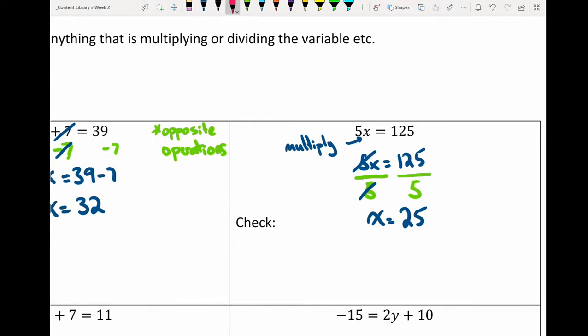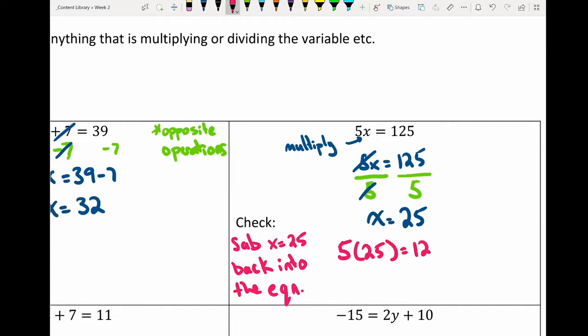If I want to check my answer, the way I can check my answer, I'm going to sub x equals 25 back into the equation. So I have 5, instead of x, I'm going to do 25 equals 125. 125 equals 125. So this works, because 125 does equal 125, so this is a correct answer.